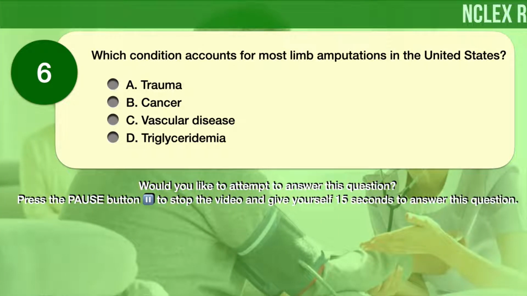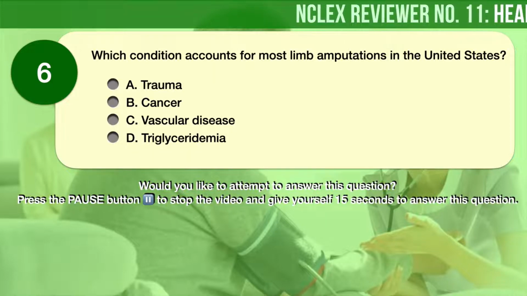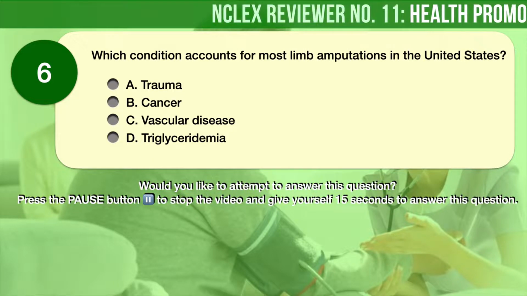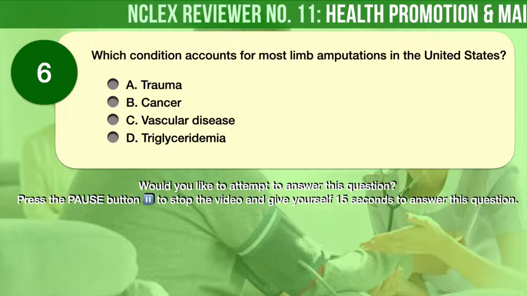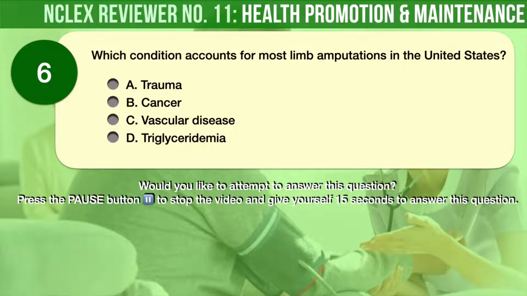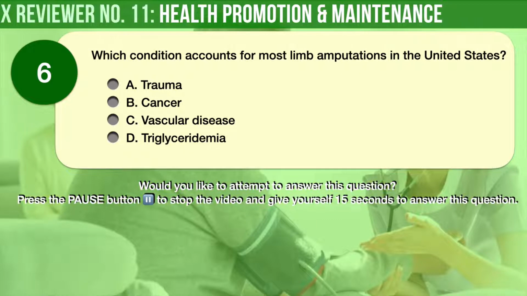Question number 6. Which condition accounts for most limb amputations in the United States? A. Trauma. B. Cancer. C. Vascular disease. D. Triglyceridemia.